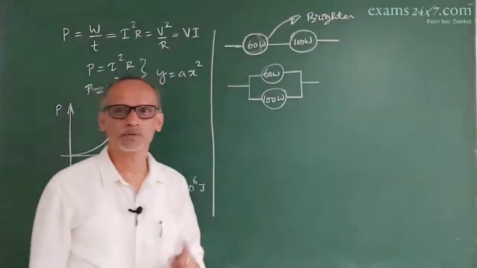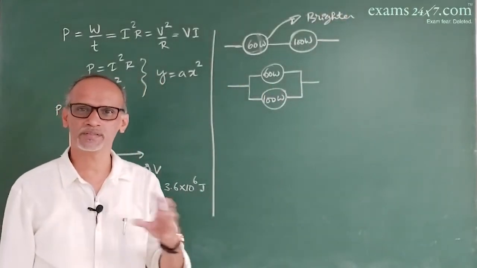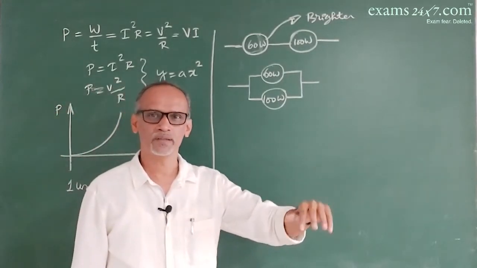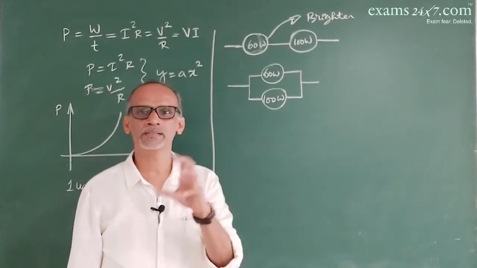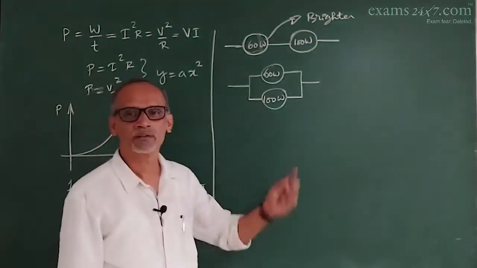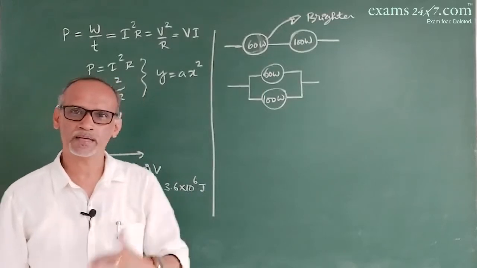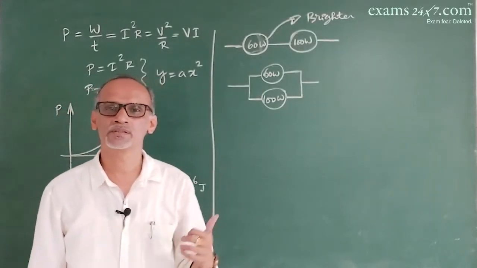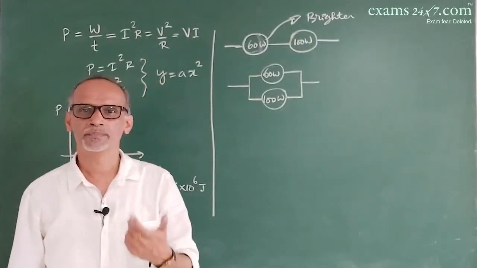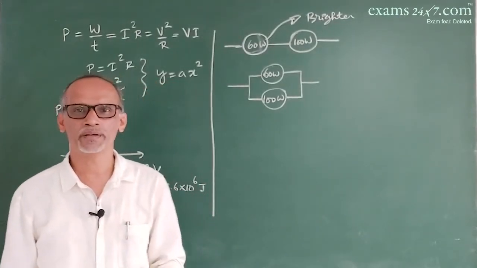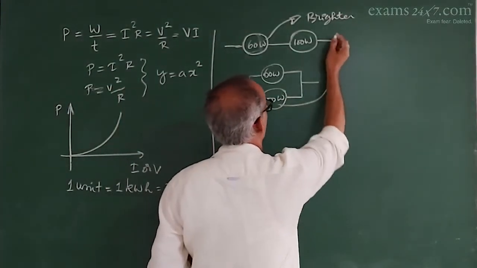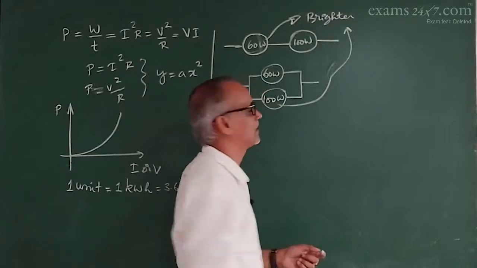So this is only in series combination. In series combination, if I connect bulbs of different wattage, then the bulb with the least rating, least power, will glow brighter. Whereas, whenever we connect bulbs in parallel, so this is our household combination, there the bulb with the more wattage will glow brighter. So therefore, out of 60 and 100, it is the 100 watt that will glow brighter.